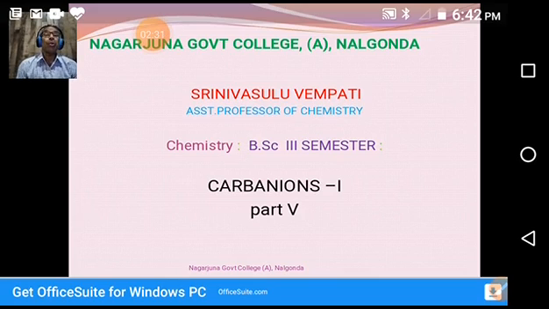Today we are going to cover the remaining part of this Carbanions 1 chapter. We are going to finish this chapter today. What we are going to discuss is the haloform reaction, terminal carbanions, terminal alkynes, and then how we can prepare or synthesize higher alkynes from lower alkynes. These three parts we are going to discuss today. First, we are starting with the topic of haloform reaction.